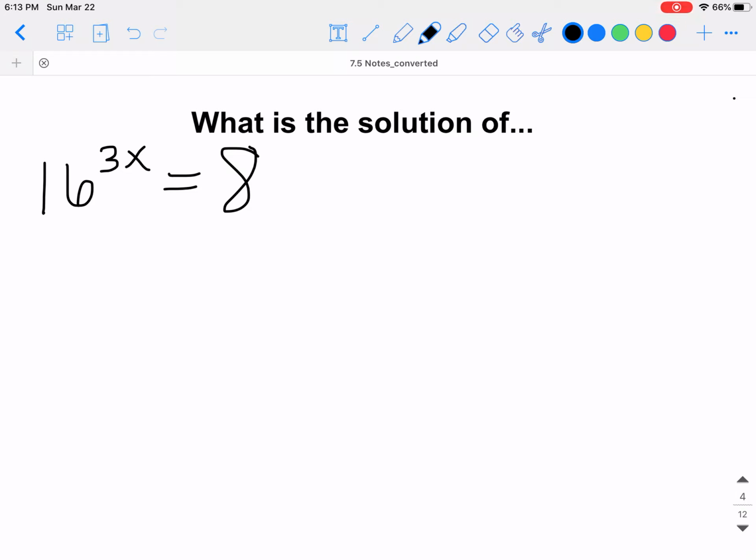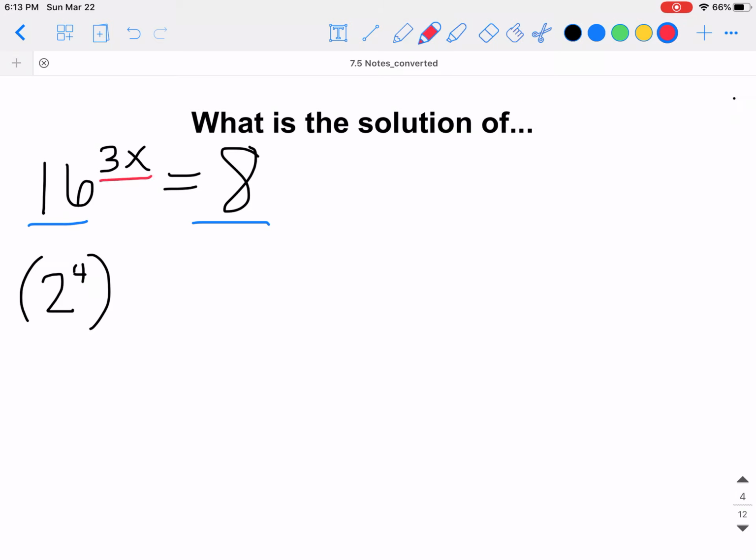So, back to the problem. What is the solution of 16 raised to the 3x power equals 8? Right now, we do not have a common base. The bases are different. In order to create a common base, we need to think about what number raised to a power gives us 16. We know that 2 raised to the 4th power gives us 16.